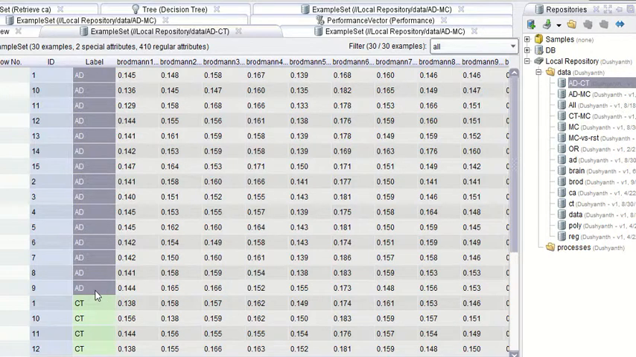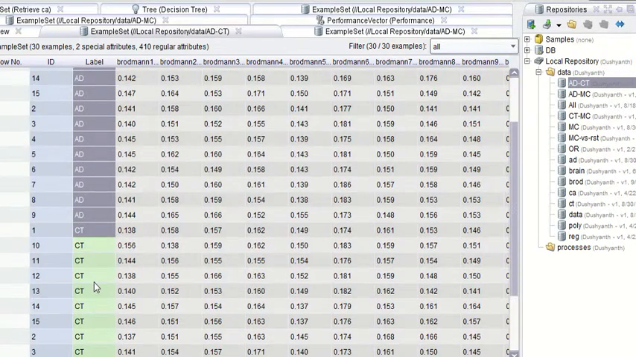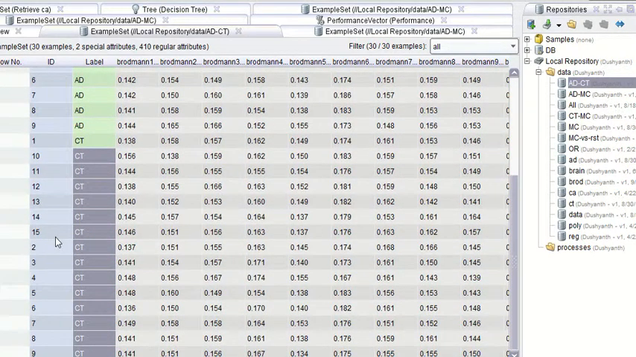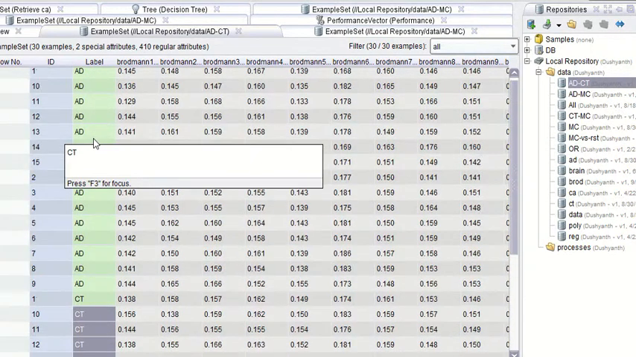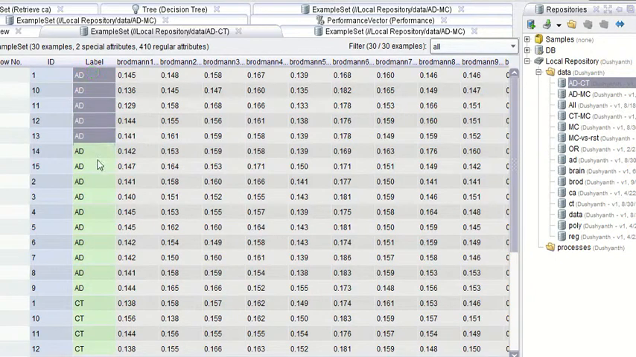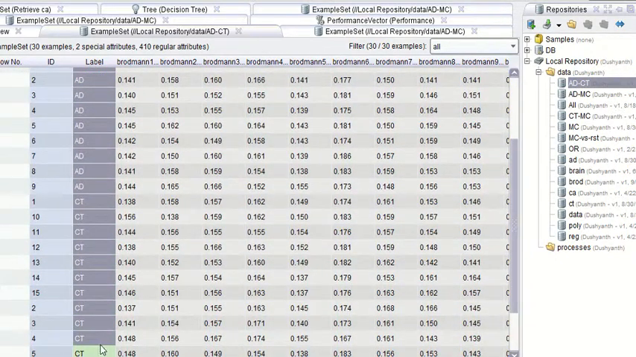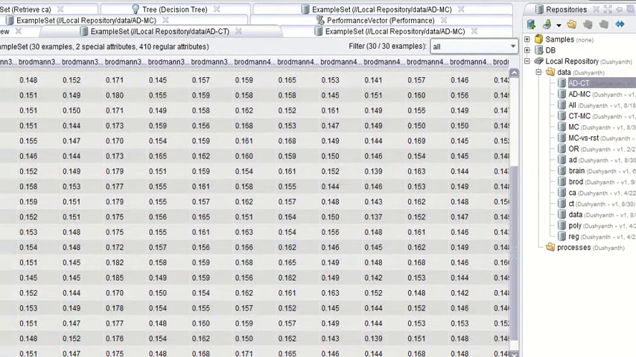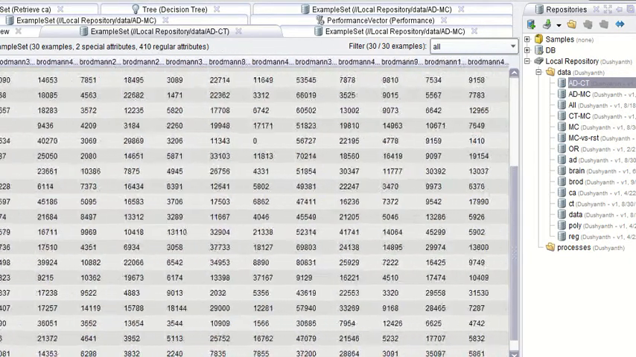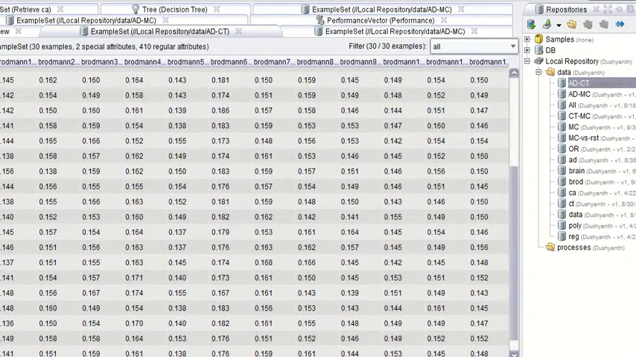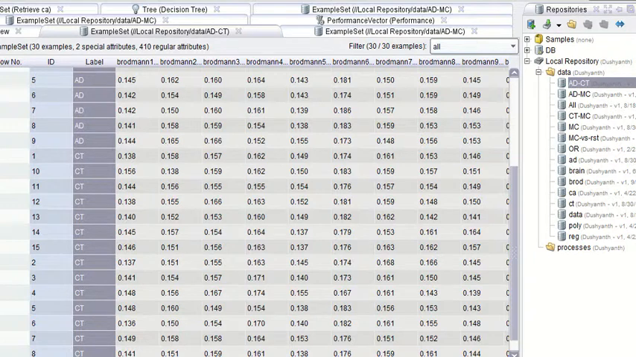Initially I did a multi-class classification where the labels were AD, CT and MC. Since I was more concerned with the classification between AD and CT, I did a binomial classification. There are 15 samples each of AD and CT, so there were 30 samples and a total of 410 features. Since the sample size was very small compared to the number of features, I used a feature selection algorithm.